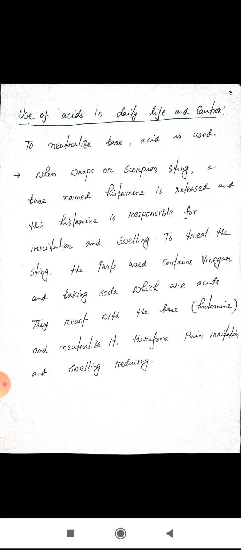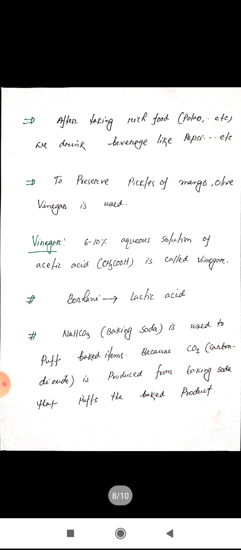So we can say, therefore, that pain, irritation and swelling are reduced by using an acid to neutralize the base. Okay, in our daily life, we know that after taking rich food like pulao, biryani, etc., we drink beverages like Pepsi, etc. So why do we drink Pepsi after taking this rich food?